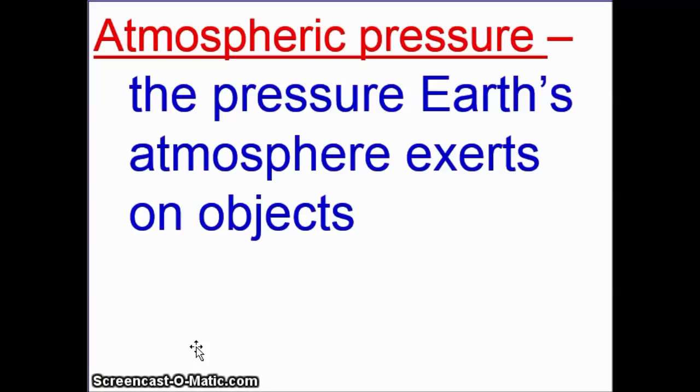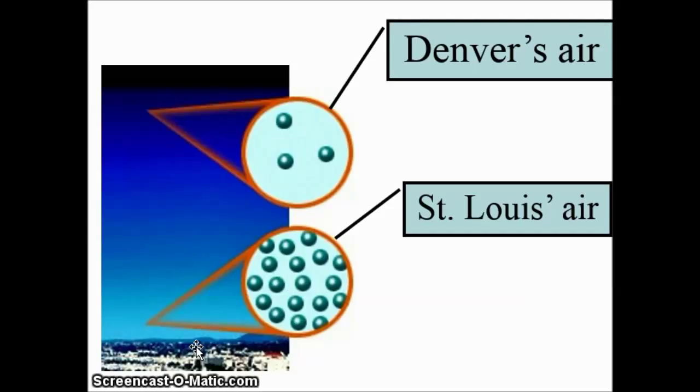One more idea that I want to look at is that the higher you go up in Earth's atmosphere, the lower the pressure is going to be. So if we look here, Denver is quite a bit higher in elevation than we are, so there's going to be fewer particles here. That means there's going to be less chance for the particles to hit your body and apply less pressure. If you're down here with St. Louis air, a lot more air particles, a lot more of a chance for them to hit your body and apply some type of pressure.